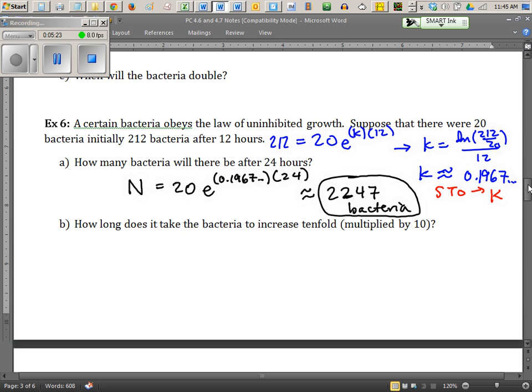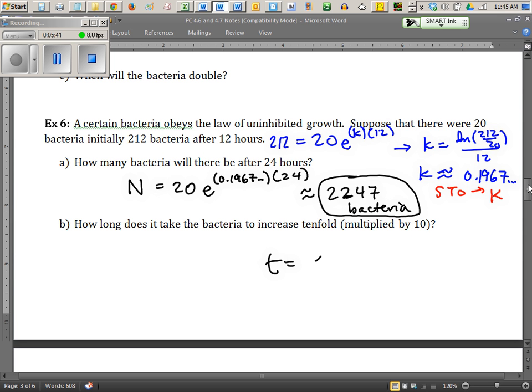How long does it take the bacteria to increase tenfold? Do you guys know what tenfold means? 10 times. 10 times its original. Okay? Listen, we just did this problem back in the previous example, part D. You can't multiply it. So I'm just going to go like this.